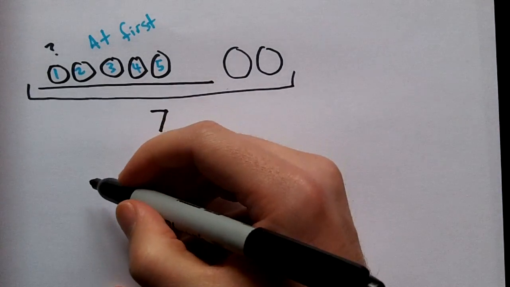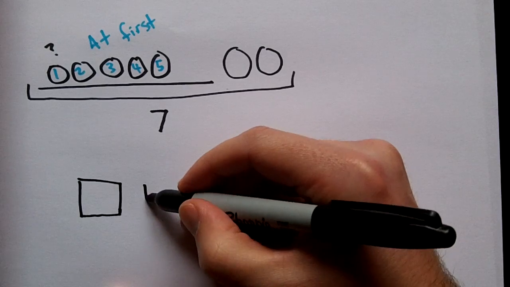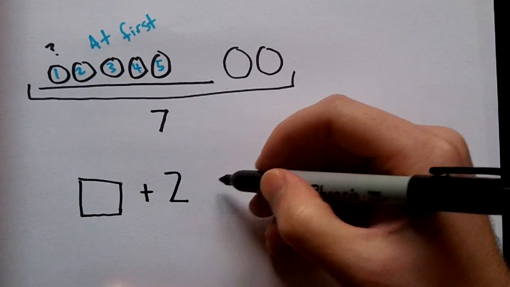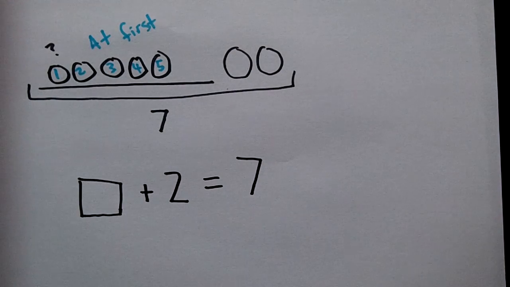Now for the number sentence. I'm going to put a box because I don't know how many were there at first. 2 more kids came, so plus 2. And now at the end there are 7 kids at the park.